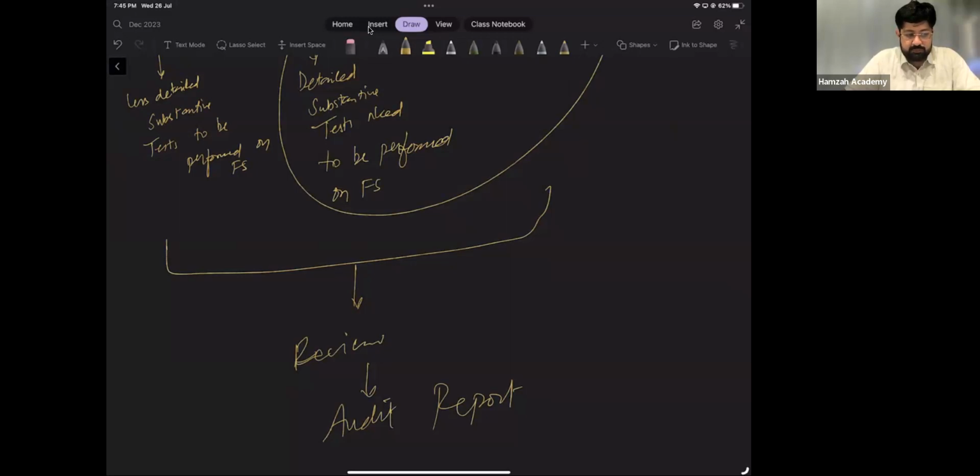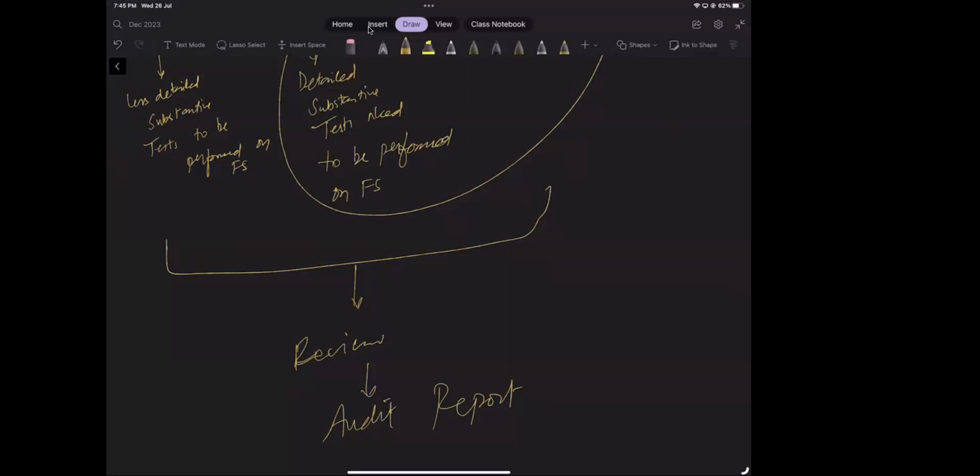Now, sir, can you move the scroll upward? Sure, sure.